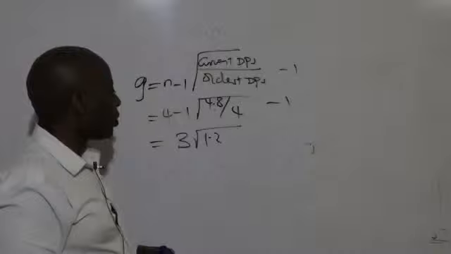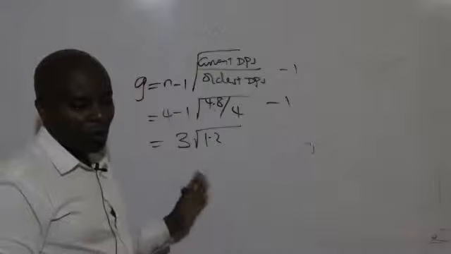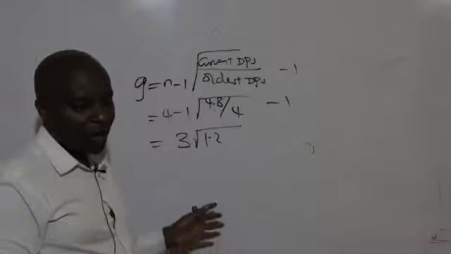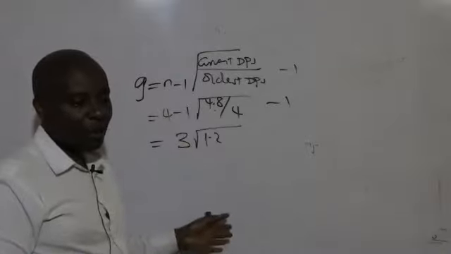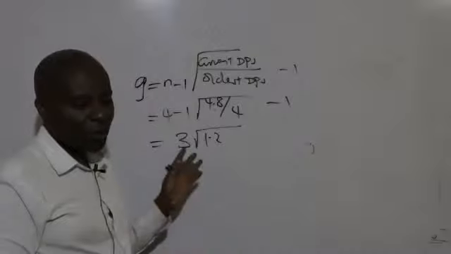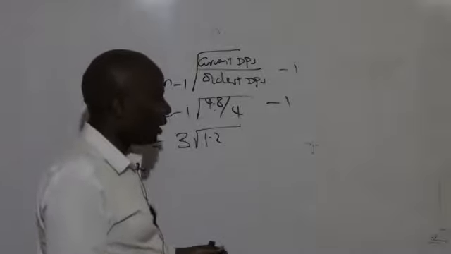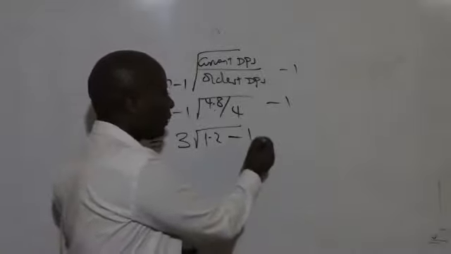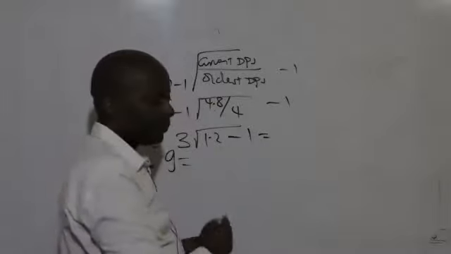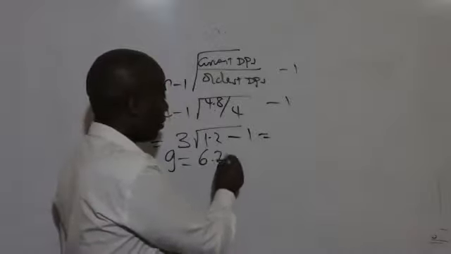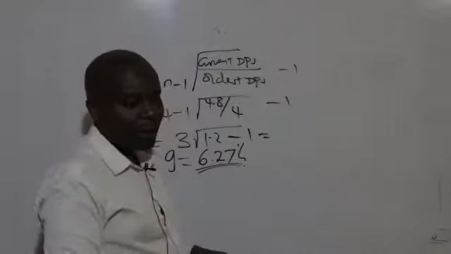So cube root of 1.2. Whatever we get, we subtract 1. Please guide us accordingly. What do we have there? 1.06. So at the end of the day, when you subtract 1, what is the growth rate? 6.27%. Thank you very much.